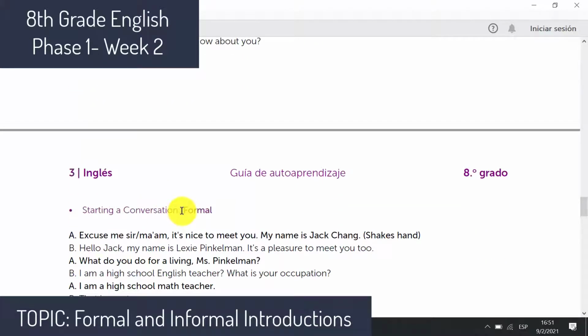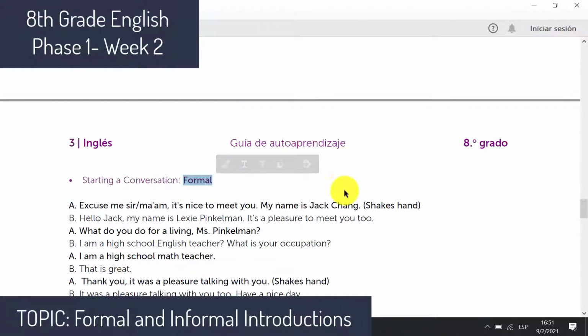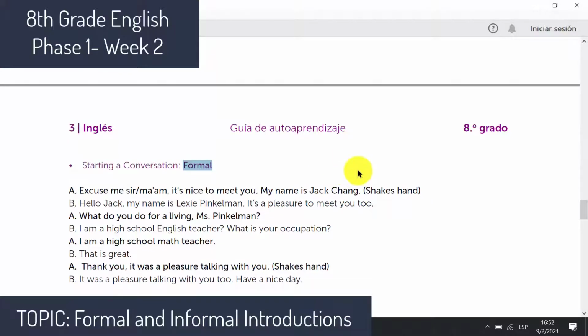Now, let's take a look at a formal conversation. Okay? Vamos a ver una conversación formal. And pay attention to the vocabulary because it's really different. Okay? Let's take a look at the vocabulary.